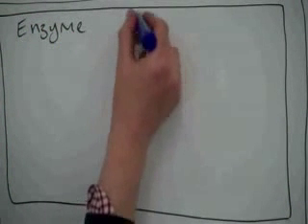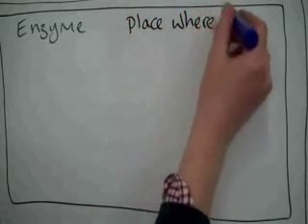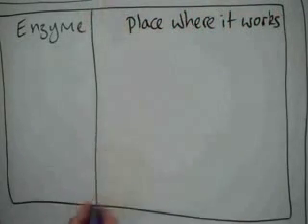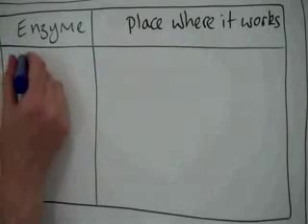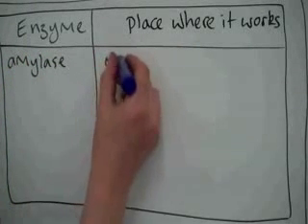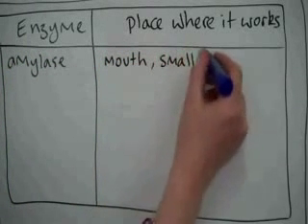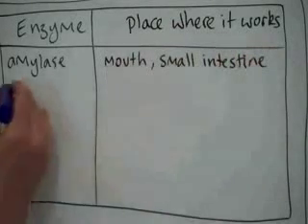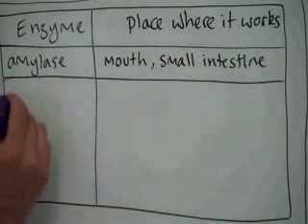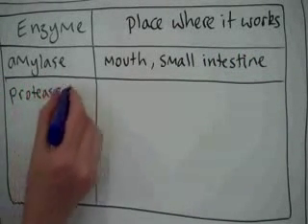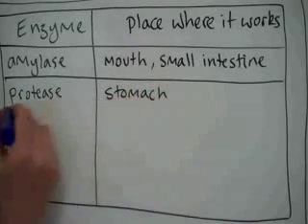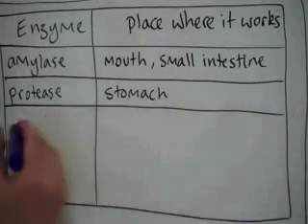Right, what are we doing now? Another table, slightly wobbly this time. So we know what the substrate is and we know what the product is, but what about where it happens? Let's do another list of enzymes. Amylase works in the mouth, in your saliva in fact, and also in your small intestine. Protease, that's easy. That's found in your stomach. That's what your stomach is for.